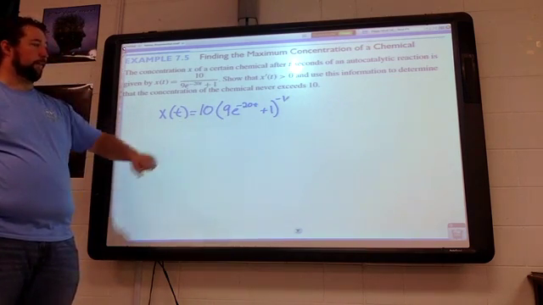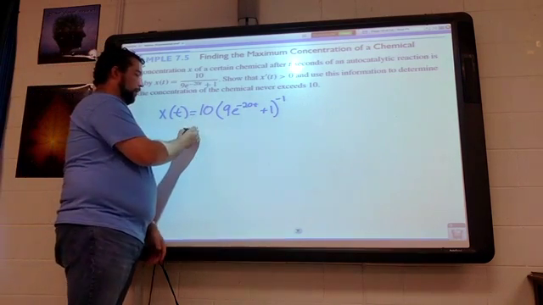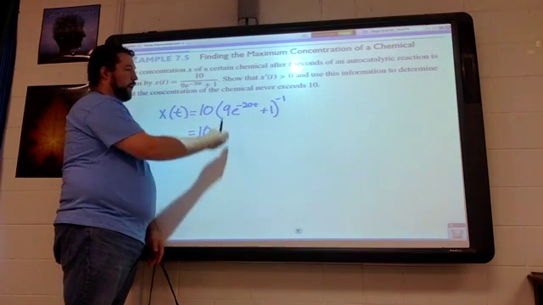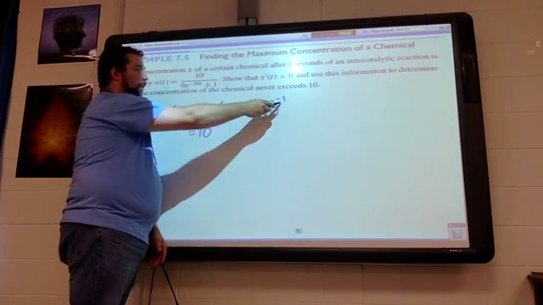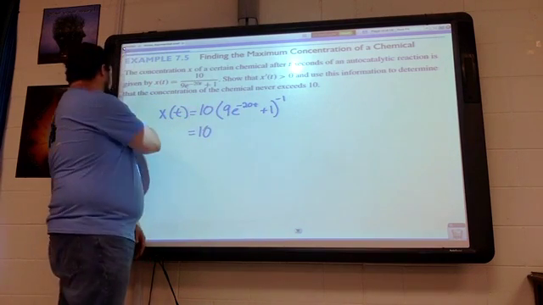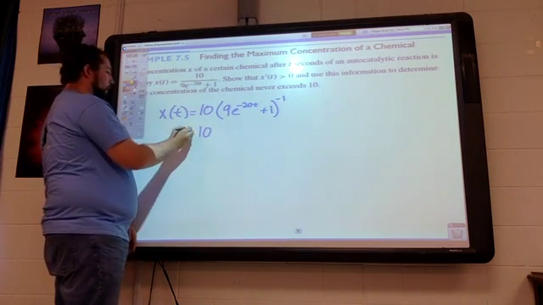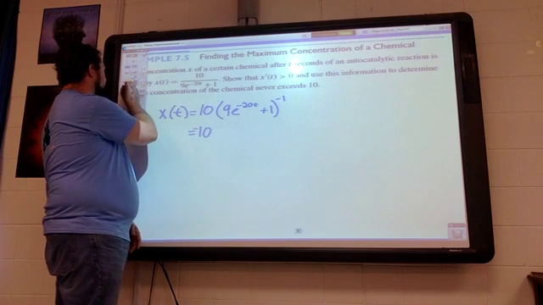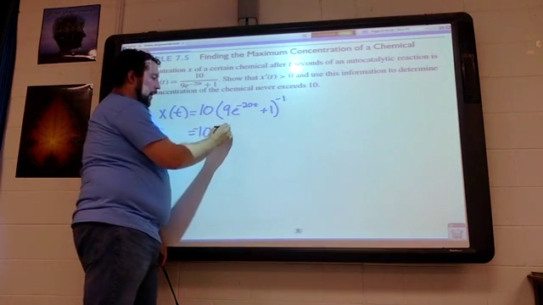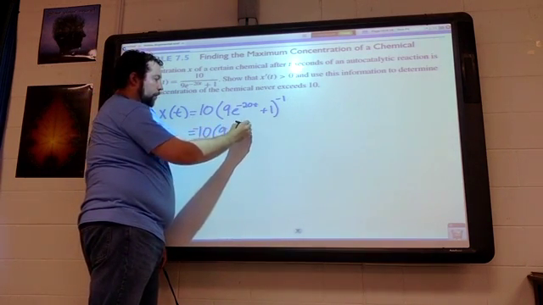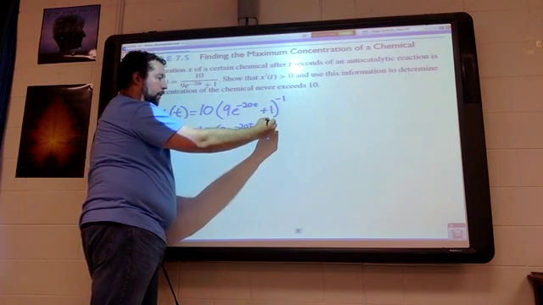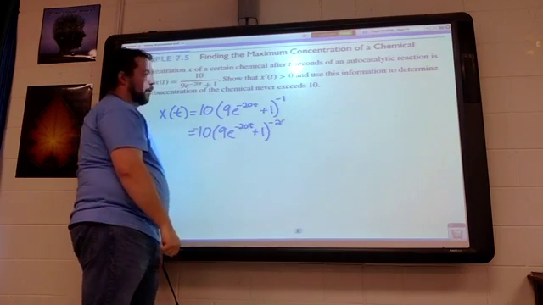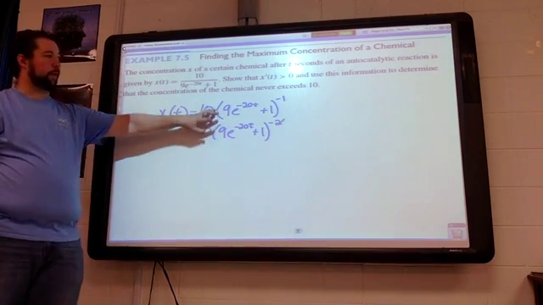So when I do that, I've got a 10, which is the coefficient, and now I've got a chain rule. What do I do with the chain rule? I bring the negative 1 out front, so the 10 becomes a negative 10. I rewrite the 9e^(-20t) + 1, subtract 1 from negative 1, which gives me negative 2, and then I need to take the derivative of the inside.